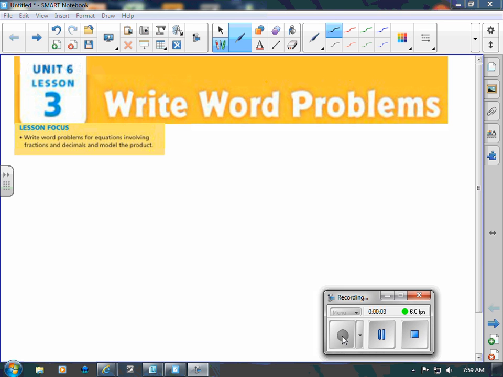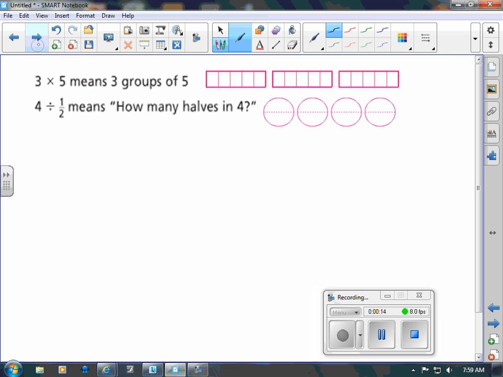All right, this is Unit 6, Lesson 3. We're going to write some story problems, to give you your opportunity to write your own word problems. And we'll also show equations using fractions and decimals to model the product.